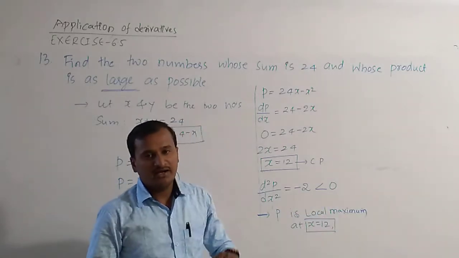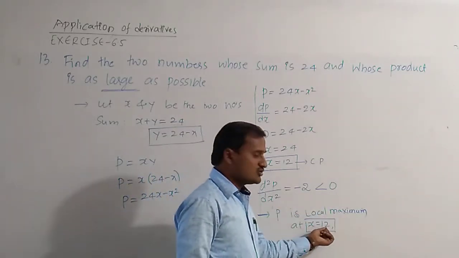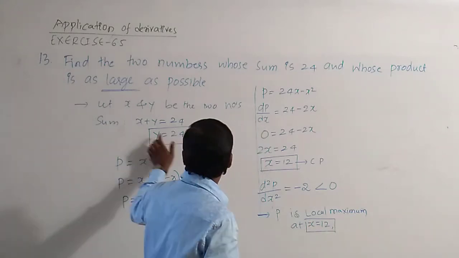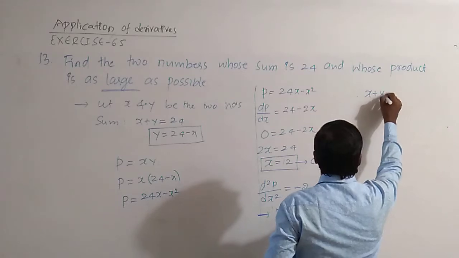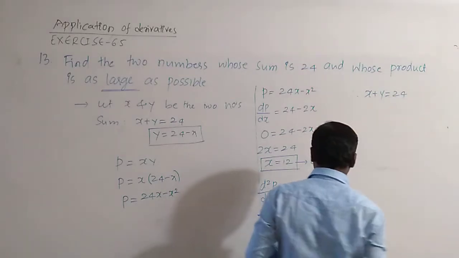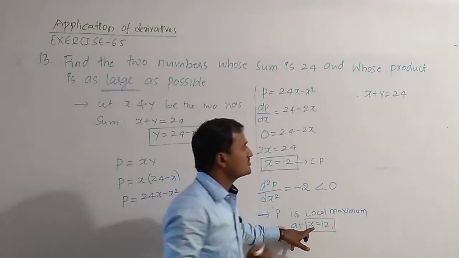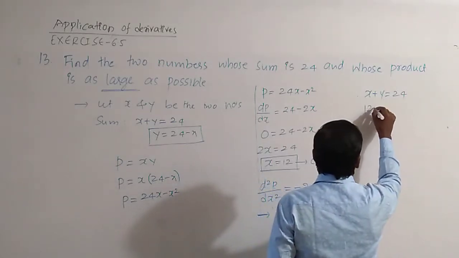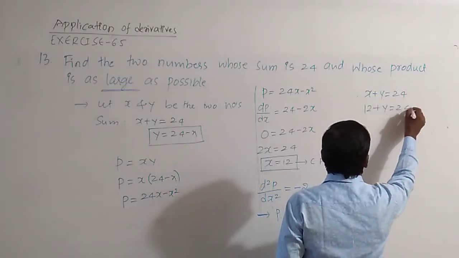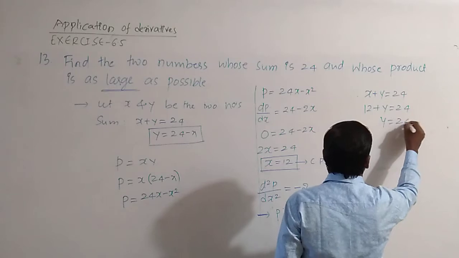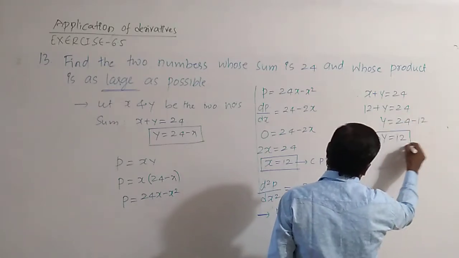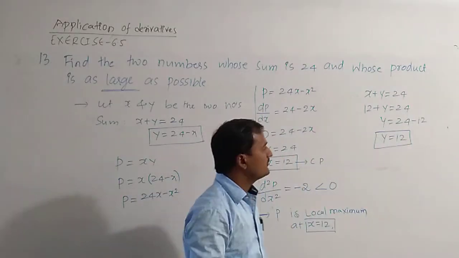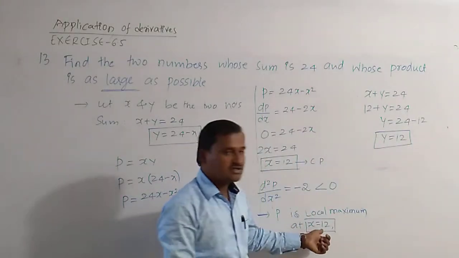Now we should find the other number. You just have to substitute this value in this function. To get the other number, x plus y is equal to how much? 24 is there. What is the value of x? 12. So 12 plus y is equal to 24, so clearly y is equal to 24 minus 12. What is the value of y? So the value of y is equal to 12, and the value of x is equal to 12.